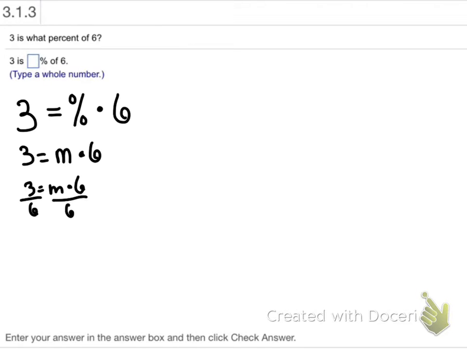Well, how do you get m by itself? You're going to divide both sides by 6. The 6's will cancel out. So we have left over m equals 3 over 6. All right. So if you ever enter that into digits, it'll mark it wrong because it's not simplified. So 3 over 6 is the same thing as 1/2.